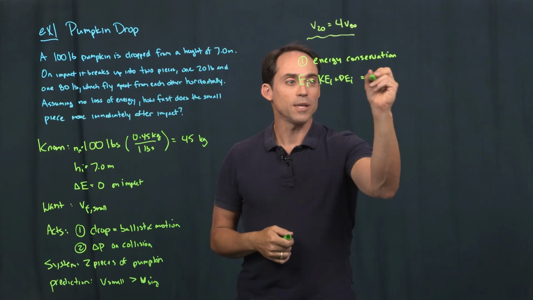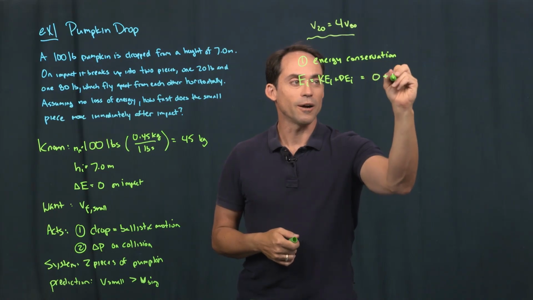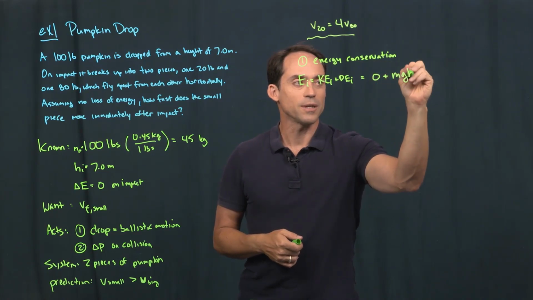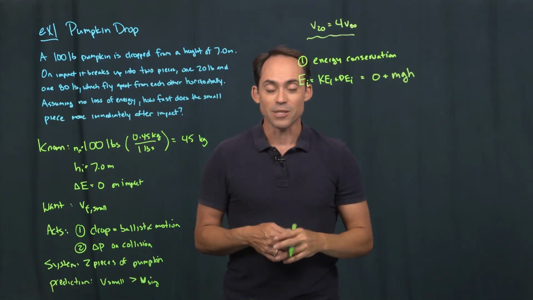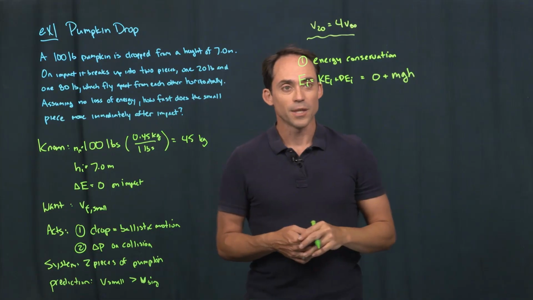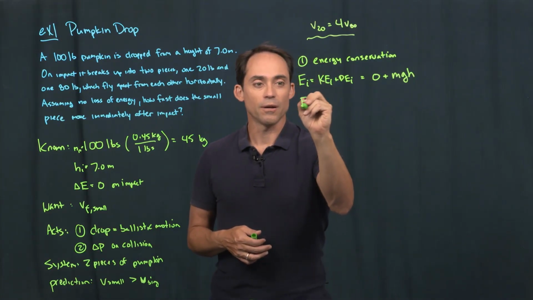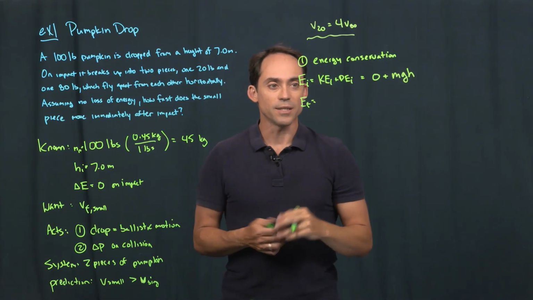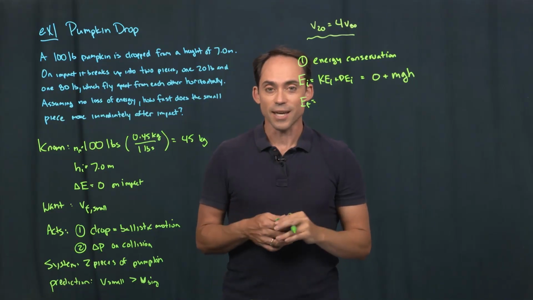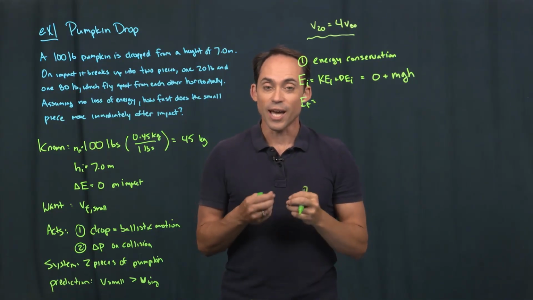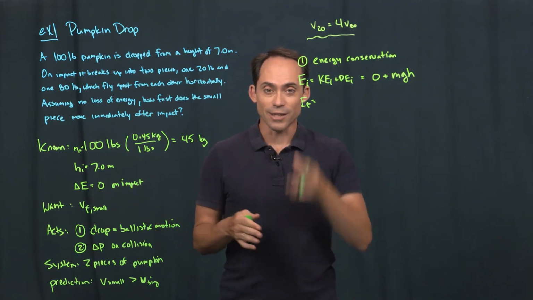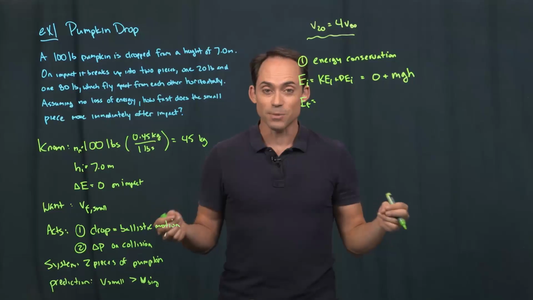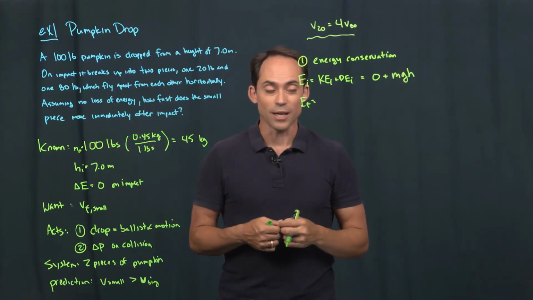And so that's going to be equal to 0 plus our mgh, where h is the 7 meters and m is the total mass of the pumpkin. Our final energy is equal to kinetic energy plus potential energy. In this case, the kinetic energies are the energies of the pumpkin as it blows outward. It doesn't matter that they're not in a vertical direction. That's still a speed, and that's still going to contribute to the kinetic energy.